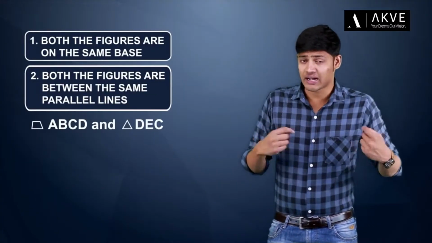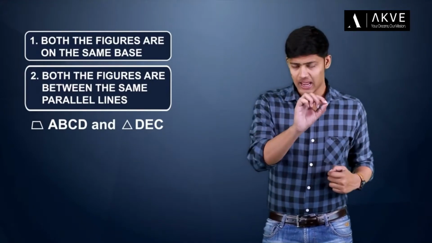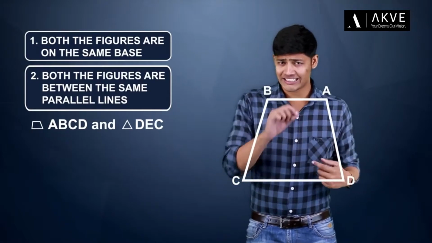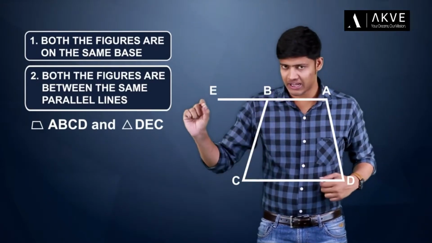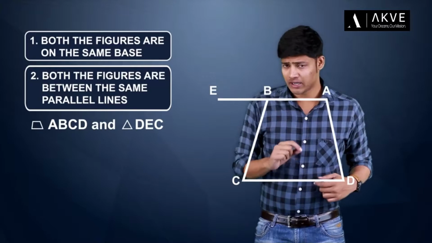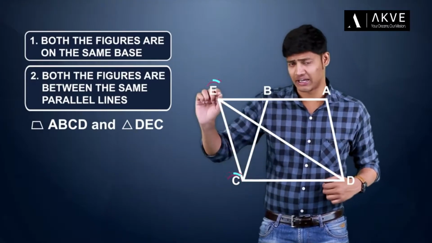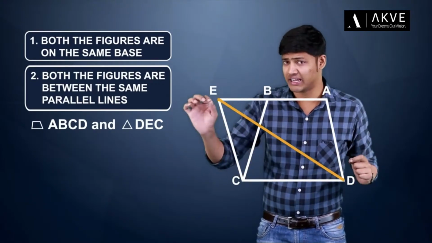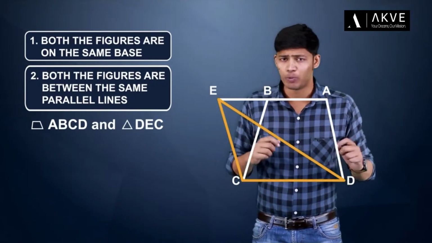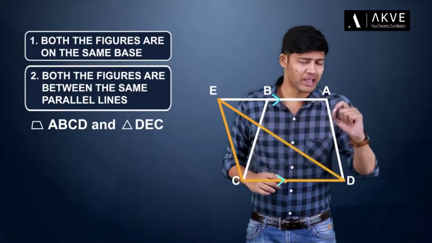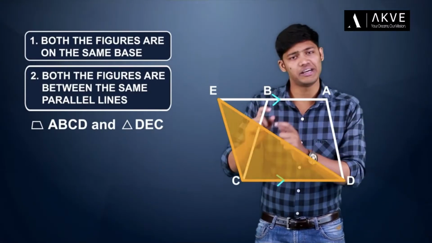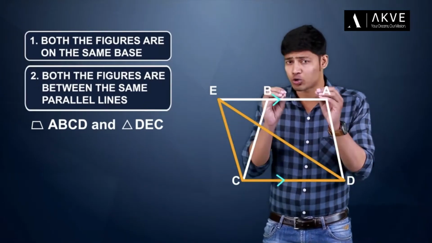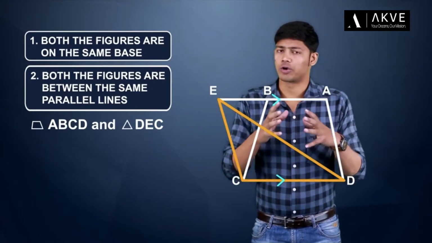This time, consider a trapezium ABCD. Now extend the line segment AB till E. Join DE and CE. By doing so, we will get the triangle DEC. So here we have two figures, trapezium ABCD and the triangle DEC. Now tell me whether these observations are true for these two figures or not.